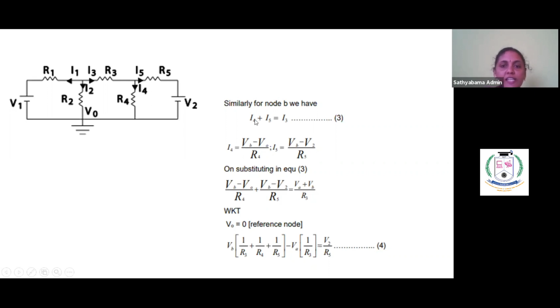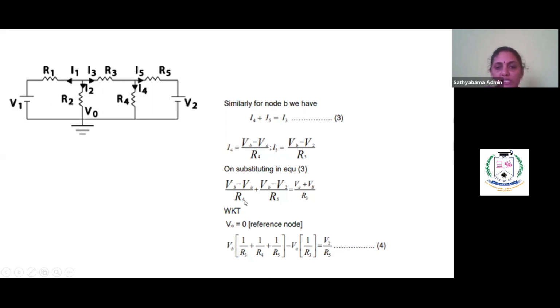Now define the currents. I4 is equal to VB minus V0. The entire node here is considered as V0, so wherever you take, it is considered as V0. VB minus V0 by R4. And I5 is equal to VB, the nodal voltage at node B, VB minus V2 by R5. And what is I3? I3 is nothing but, now you will write it as VA minus VB by R3, because this is connected between these two nodes.